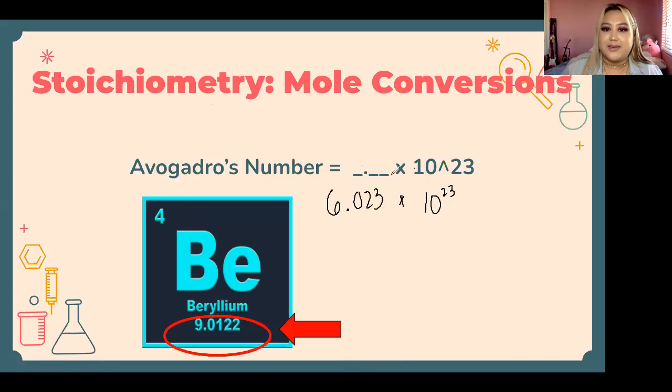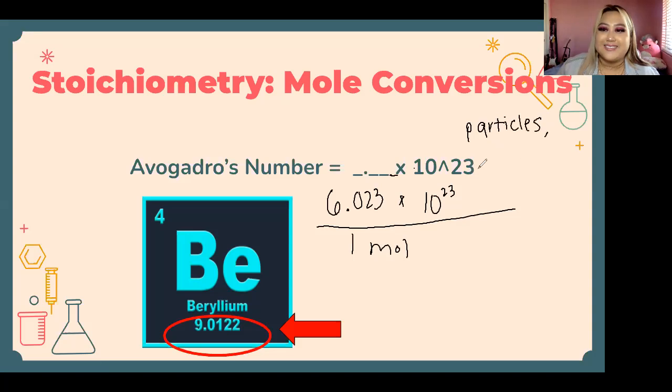6.023. I forgot to add another dash. Don't worry about it. So that number is over 1 mole. And the units for this can be either particles, molecules, or X atoms, where X is any element, so like carbon atoms, hydrogen atoms, et cetera.